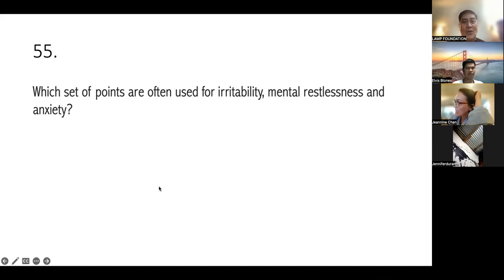Yeah, which set of points are used for irritability? If you have been listening to what we have been discussing earlier, diyan naman tayo. Okay, di ba? Meron tayong, we discussed the point that we usually use for fire, no? For anything that really affects the organ already, right? Talagang affected na sa organ, irritability, mental. So what set of points are we talking about here?